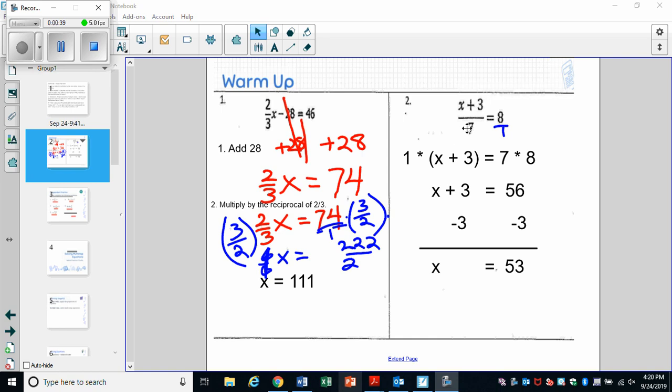And for problem number 2 on the warm-up, do our cross multiplication. 1 times x plus 3 is x plus 3. 7 times 8, 56. And then we subtract 3 to both sides. And our result is x equals 53. So that's the summarization of the warm-up.